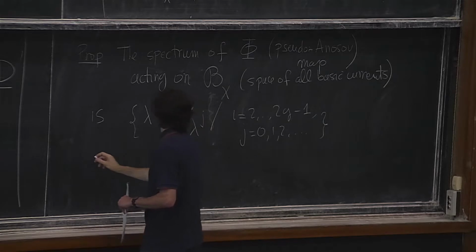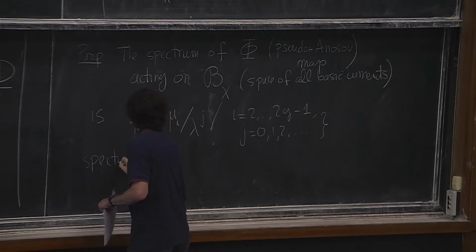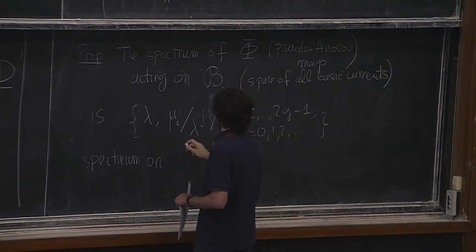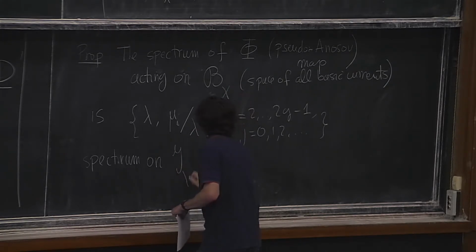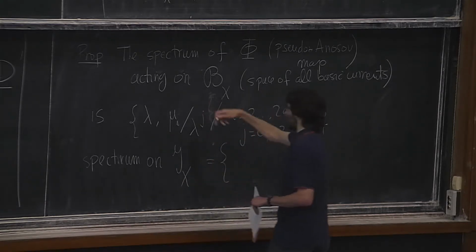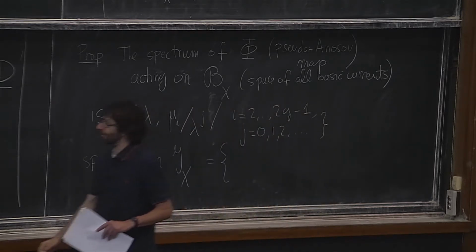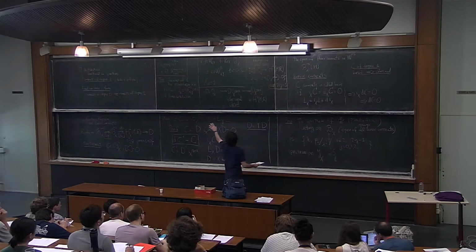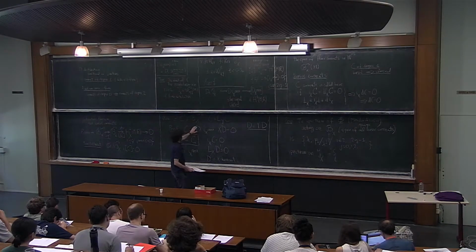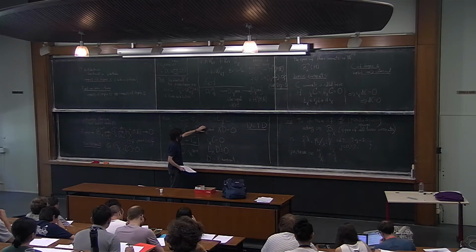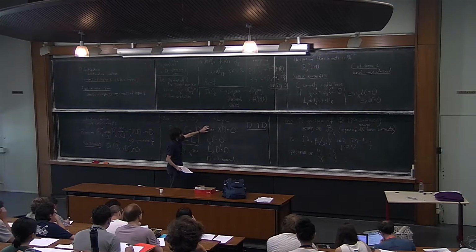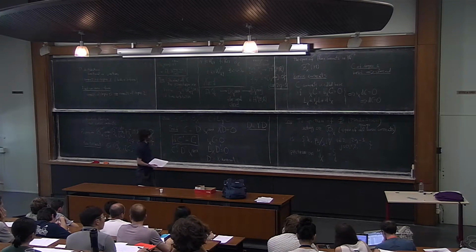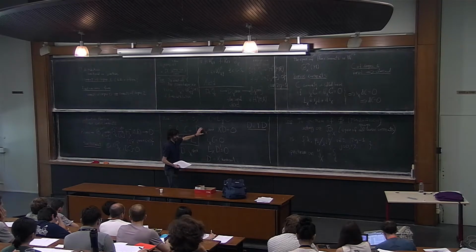And one can add here that the spectrum on invariant distributions is related, but you just have to divide by lambda. The reason you have to divide by lambda is the relation between basic currents and invariant distributions: a basic current is the invariant distribution multiplied by the contraction of the area by X, and we know that the area is fixed and the contraction by X is multiplied by lambda when you act with a pseudo-Anosov. X is just the expanding direction.